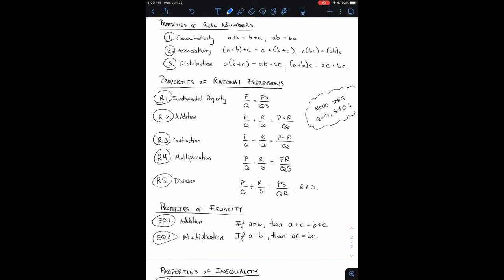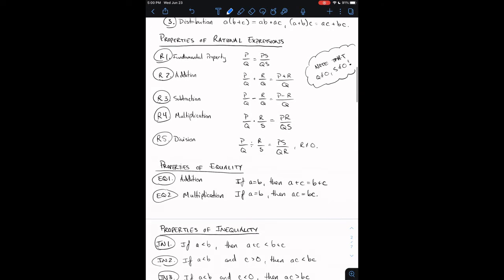It's going to help me recall them later. So if I'm using a certain property and I want to write down that property, I can write, for instance, R1 or something like that. Okay, so properties of rational expressions.